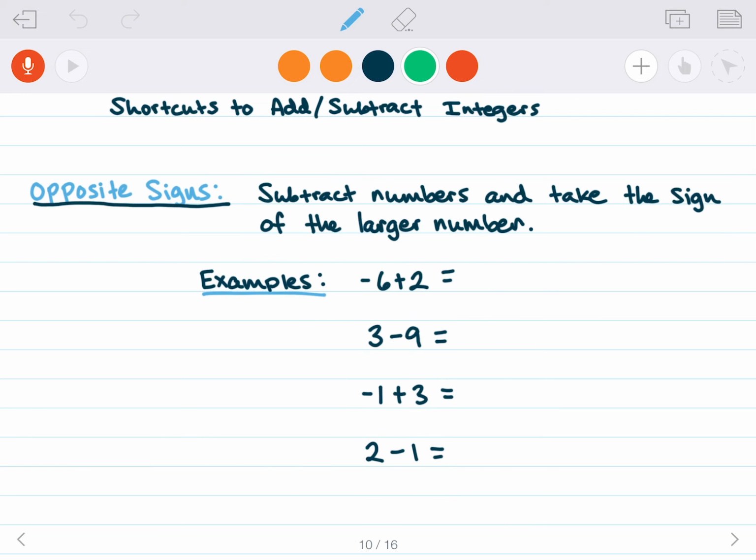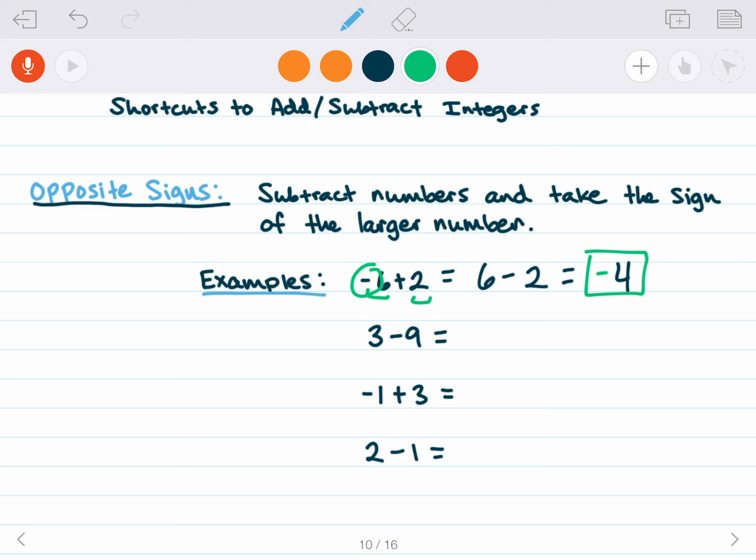Now, if we have opposite signs, we're going to subtract the numbers and take the sign of the bigger number. So you always want to subtract a smaller number from a bigger number. I'm going to show you what I mean. So for instance, if we have negative 6 plus 2, 6 minus 2, so we're subtracting the numbers, 6 minus 2 is 4, and we want to take the sign of the bigger number. Now, 6 is bigger than 2, so we steal its sign. It has a negative in front of it, so we're taking its sign. It's negative 4. That's our answer.